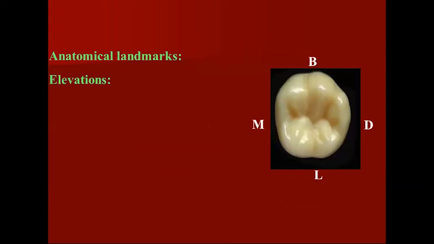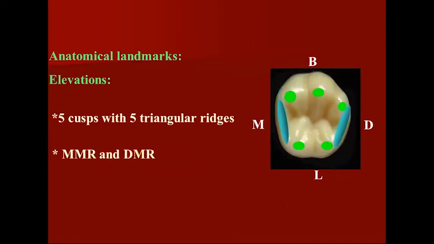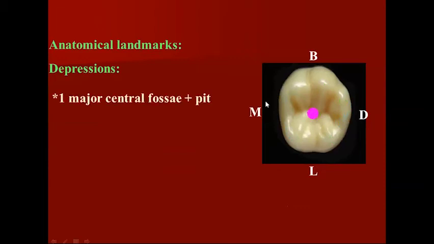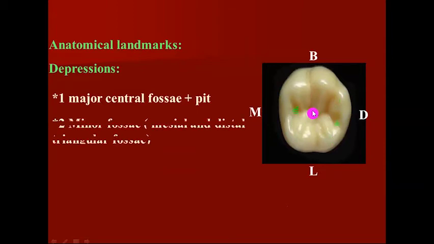Anatomical landmarks. Elevations: five cusps with triangular ridges, mesial marginal and distal marginal ridges. Depressions: one major central fossa and pit, two minor fossae, mesial triangular fossa and distal triangular fossa.